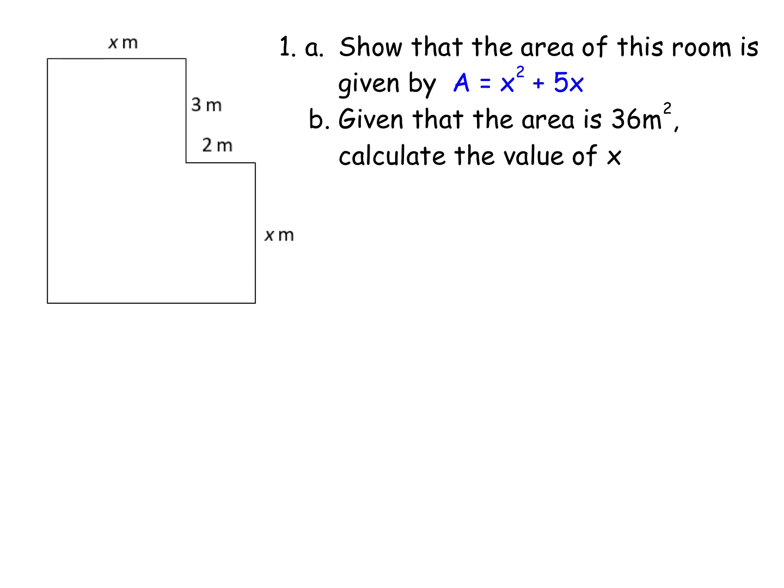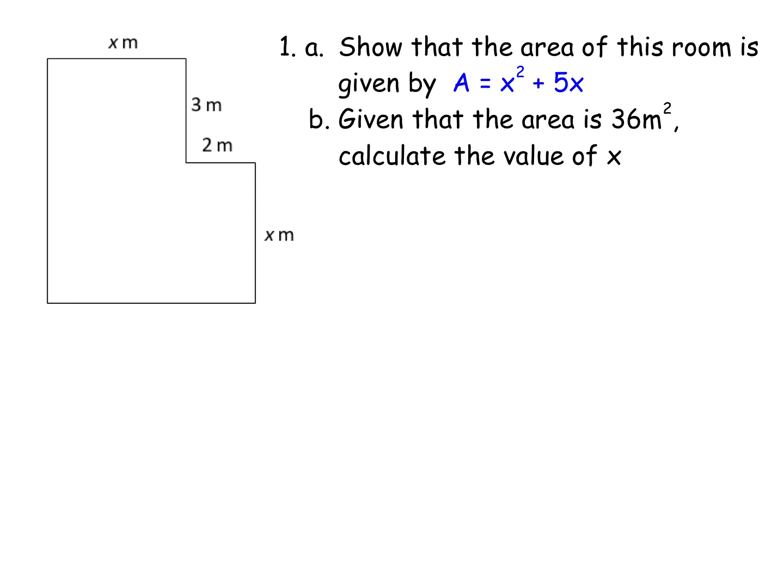Okay, so my first example, let's have a look at it. This one is based on area. It says, show the area of this room is given by A equals x squared plus 5x. And then part B says, given the area is 36, you have to find the value of x. So even if you can't do part A, it's told you that the area is 36, so that gives you something to replace A with, and then we'd take everything to one side and factorise a trinomial. However, we're going to do the show that bit.